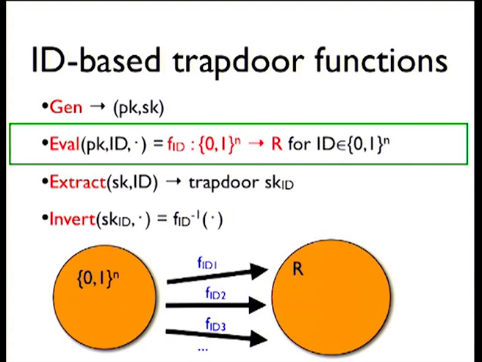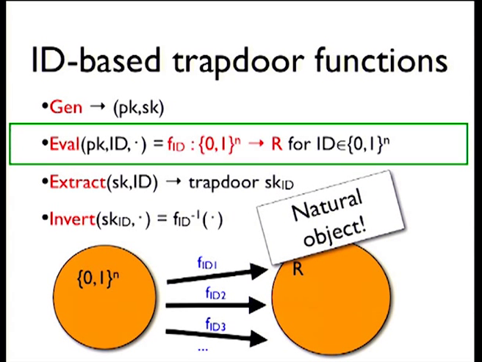And what is new is that there's also an extract algorithm. Once you have the secret key, you can actually do the inversion. So once you have the secret key, you can go back from the range to {0,1}^n for a specific identity. So that's the definition.